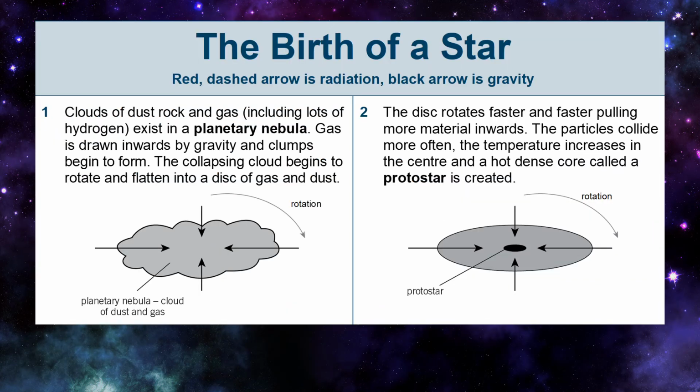Okay, so the first one has got clouds of dust or rock exist in a planetary nebula, so we can label on there planetary nebula, and they will be rotating, obviously because of the gravity pulling inwards. There's going to be a rotation going in this direction. So let me just tick off those two words: planetary nebula, cloud of dust and gas. Rotation's not even on here, but well done. You could also label it gas because there is another mark on there. And then we get the protostar being created, which is a disk of rotation, and you need to label that up on there.